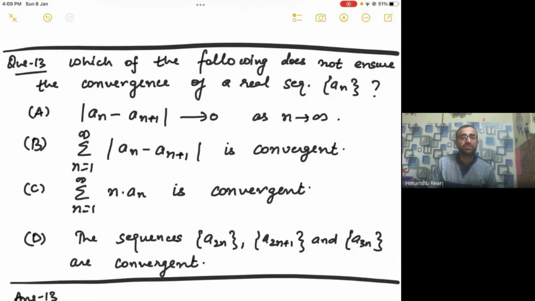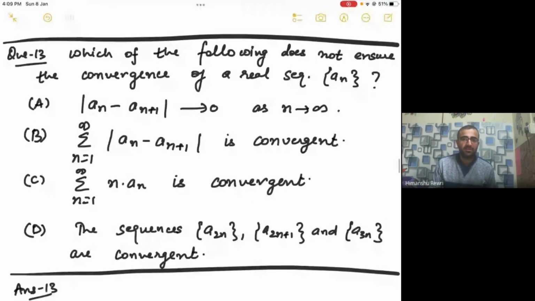So this is a nice question, question number 13. It says, which of the following does not ensure the convergence of a real sequence? So whenever a question comes, make sure what we have to prove. So here the question is about which does not ensure the convergence of a real sequence. Many students will make a mistake, like whether it is a true statement or not a true statement.